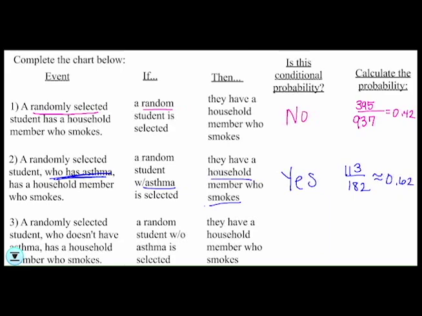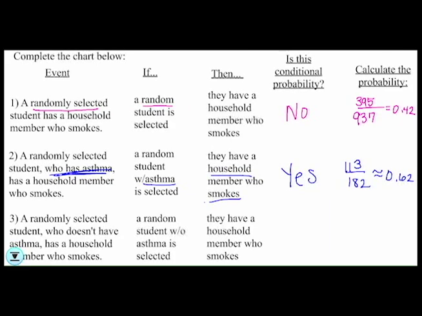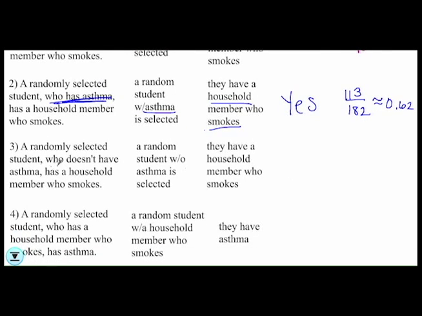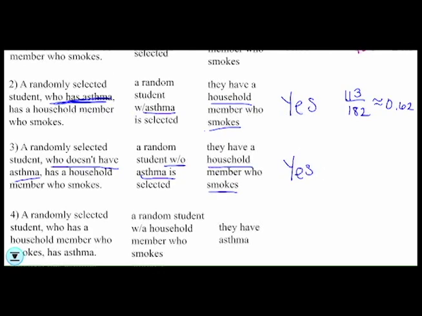So there's an example of conditional probability. Now let's look at the next event. It says a randomly selected student who does not have asthma. So now we have an initial condition here, students without asthma. And we're trying to figure out of those students without asthma, we're looking at the ones that have a household member who smokes. So again, yes, this would be conditional probability.